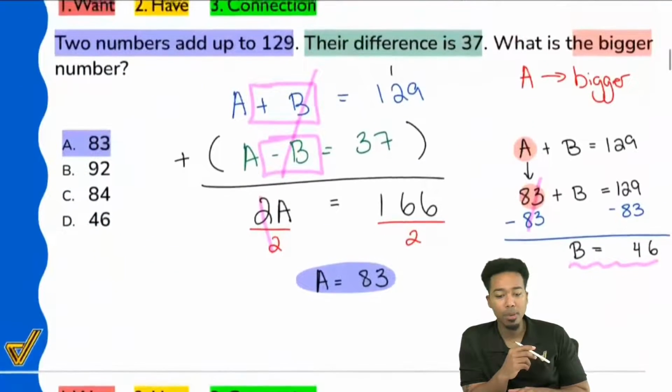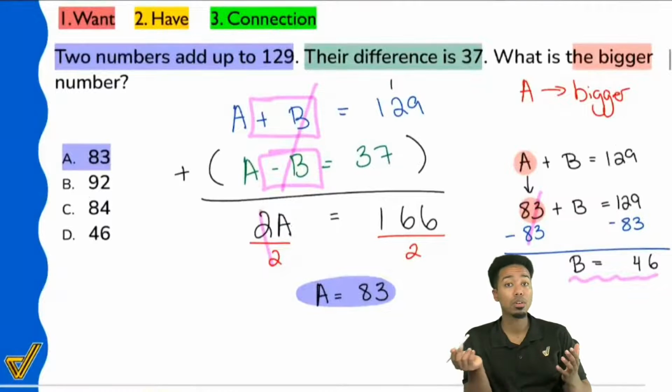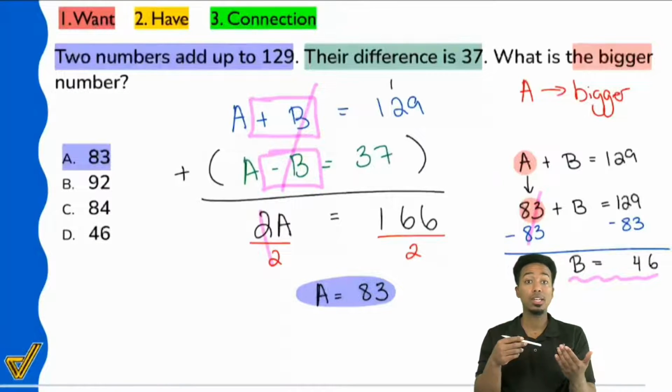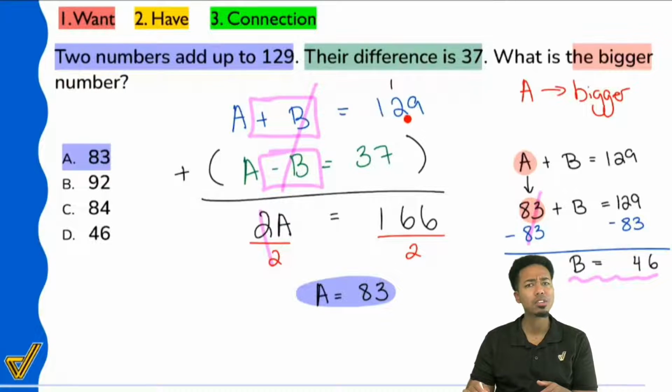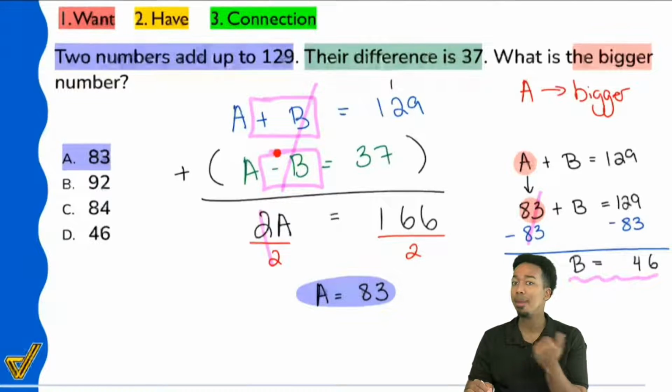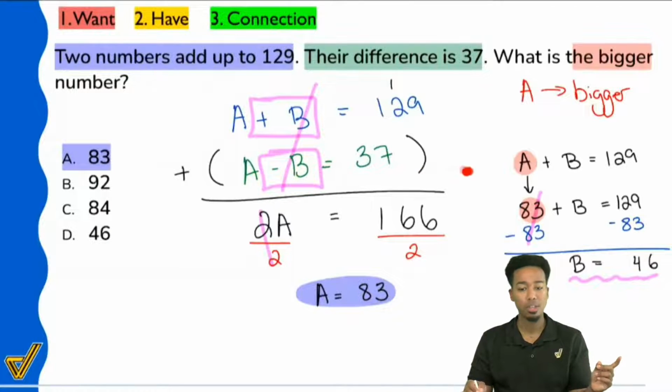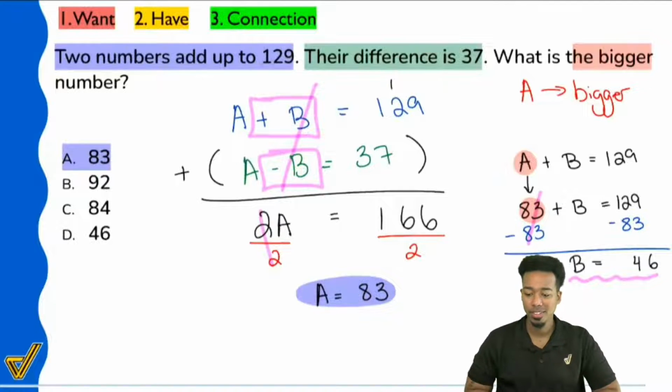Yeah, Vicky, it's definitely possible for B to be the bigger number. We would just have to set it up accordingly. So if B is the bigger number, then it would be A plus B does equal 129. But then instead of saying A minus B, it would have to be the other way, B minus A. Because if B is the bigger number, then it would be B, the big number, minus the small number. Their difference is 37. So it just gives you that setup.